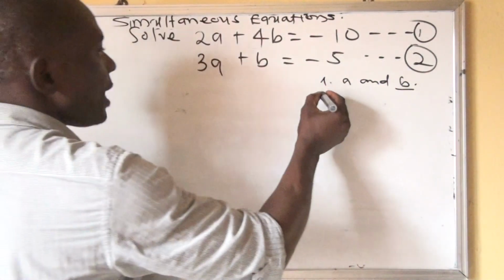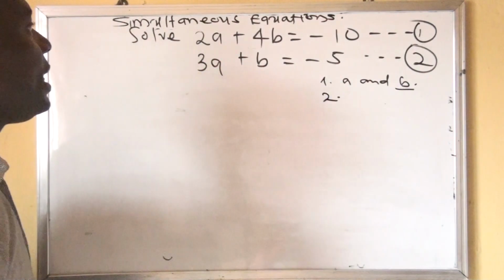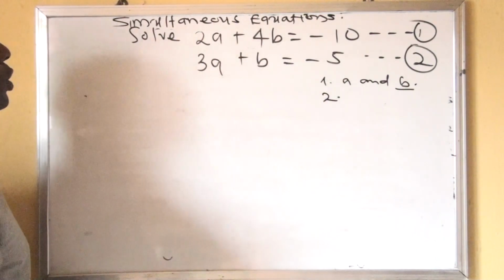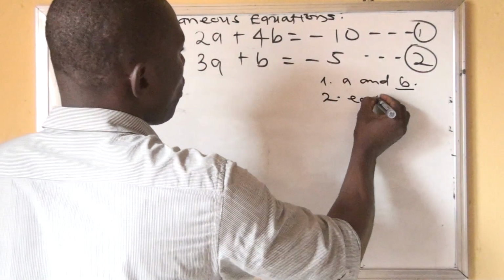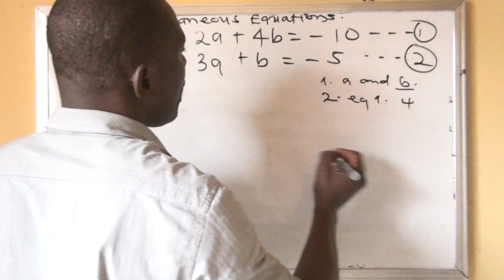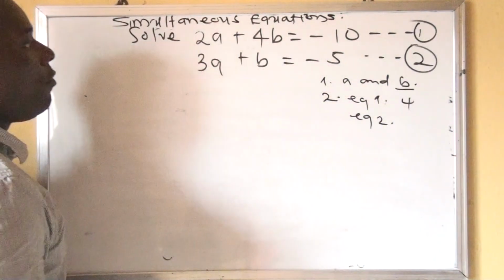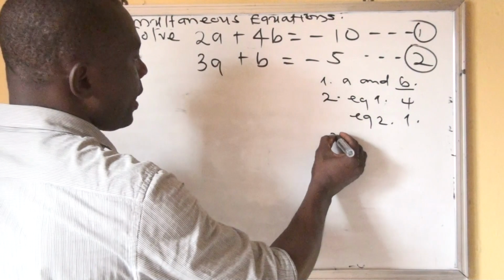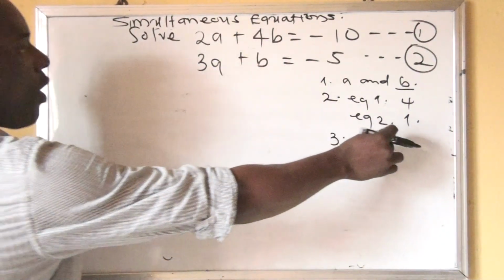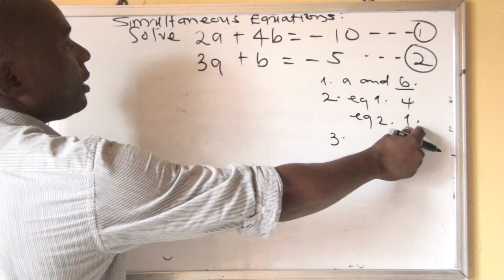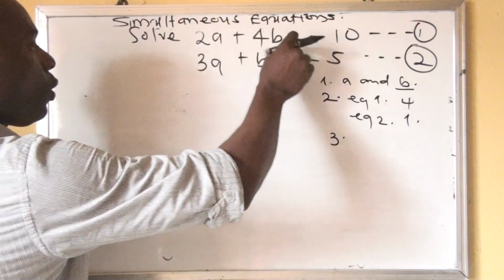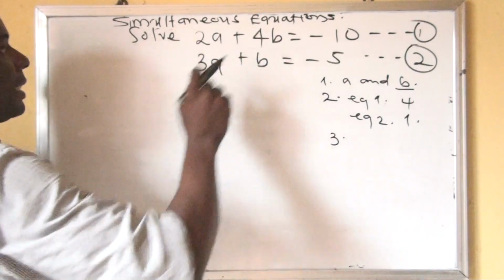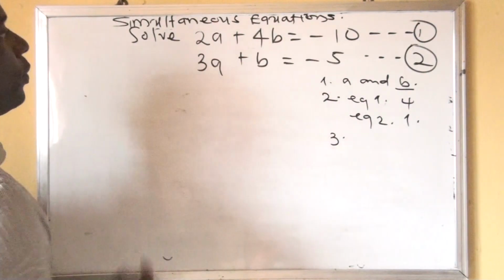Then the next step is that we're going to look at the two equations and see the coefficient, the number that multiplies B in both equations. So in equation 1, the coefficient of B is 4, and in equation 2, the coefficient of B is just 1. So that is step 2. In step 3, what we usually do is that the coefficient of B in equation 2, we use to multiply the whole of equation 1. And the coefficient of B in equation 1, we use it to multiply the entire equation 2.